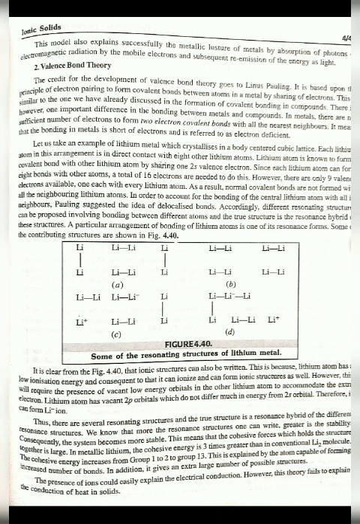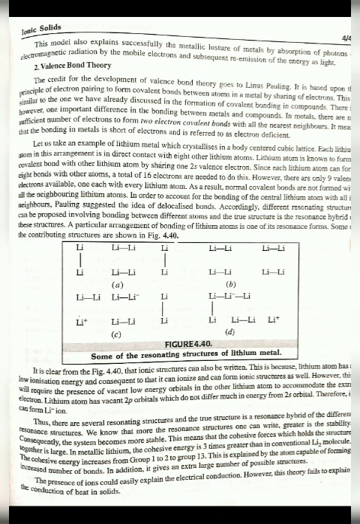Second, valence bond theory. The credit for the development of valence bond theory goes to Linus Pauling. It is based upon the principle of electron pairing to form covalent bonds between atoms in a metal by sharing of electrons. This is similar to one we have already discussed in the formation of covalent bonding in compounds. There is, however, one important difference in the bonding between metals and compounds. In metals, there are not a sufficient number of electrons to form two-electron covalent bonds with all the nearest neighbors. It means that the bonding in metals is short of electrons and is referred to as electron deficient.